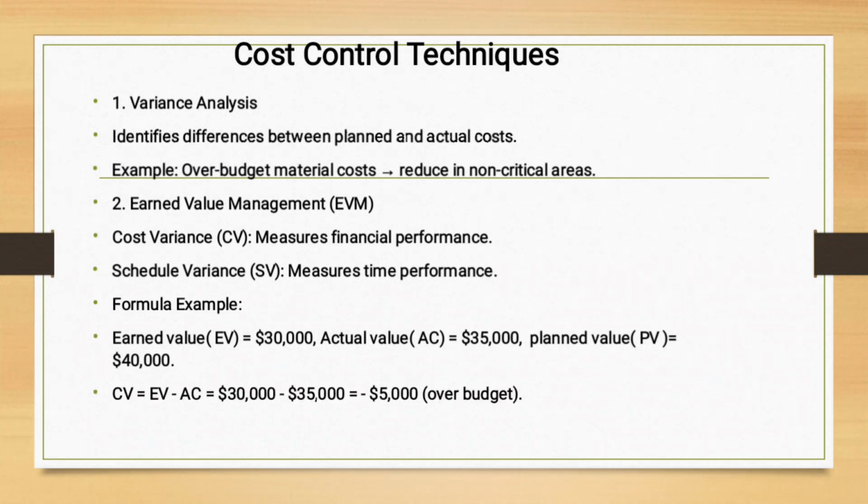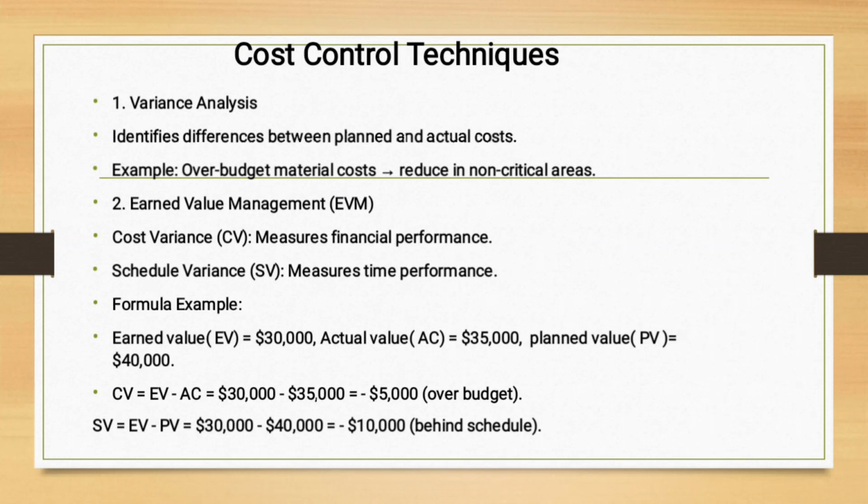So for us to calculate cost variance, we are going to say earned value, that is the budget that has been spent, minus the actual amount that has been spent, and there it is found to be minus $5,000. That means there is over budgeting of minus $5,000.